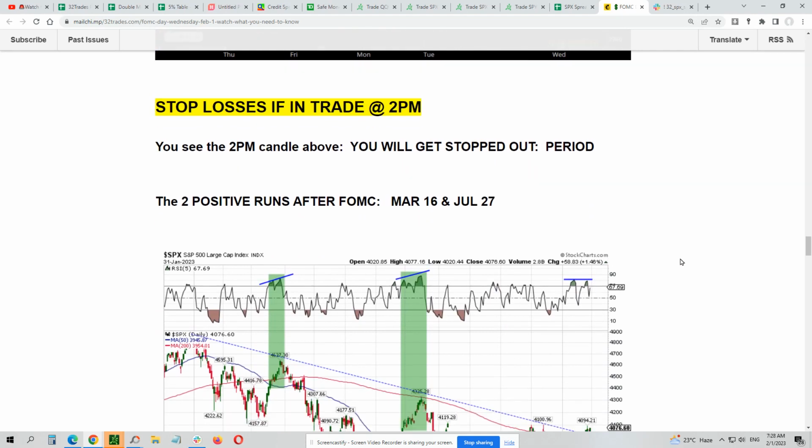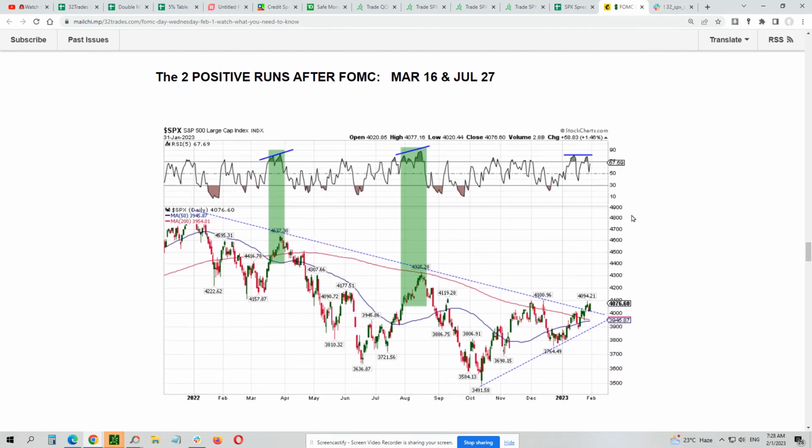Now, if you are going to be in an FOMC trade heading into the trade and you have a stop loss on your trade, you are going to get stopped out, especially over on the futures. Whether you're long, whether you're short, that 1 minute candle wick that comes out at 2 p.m., it will stop you out. So, be ready for that if you are going to be holding a position.